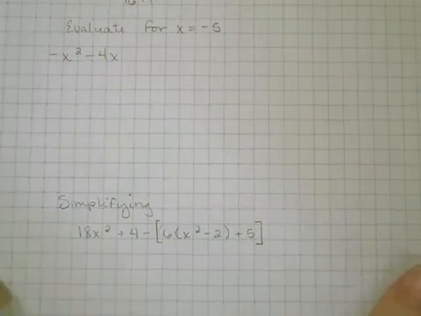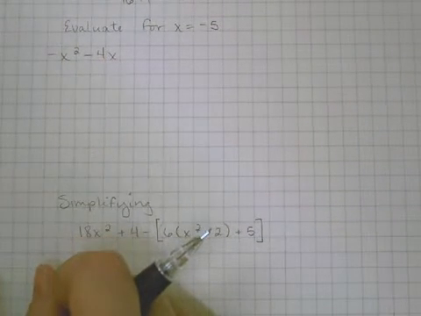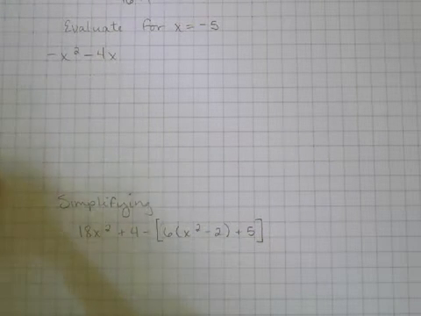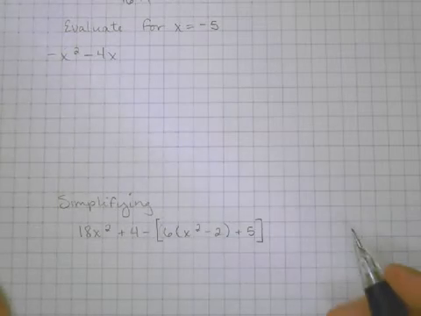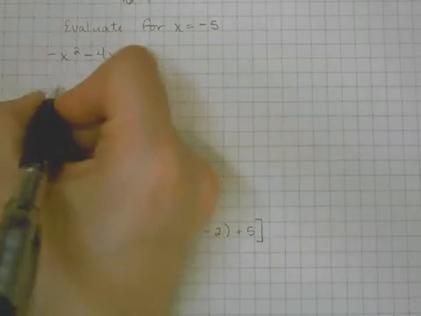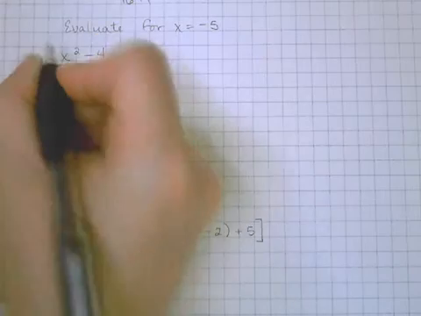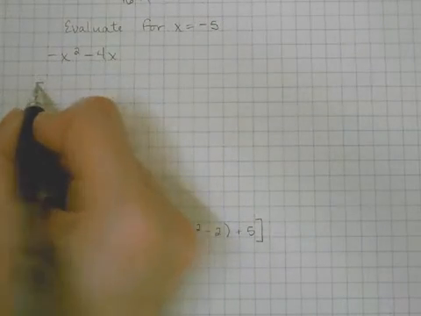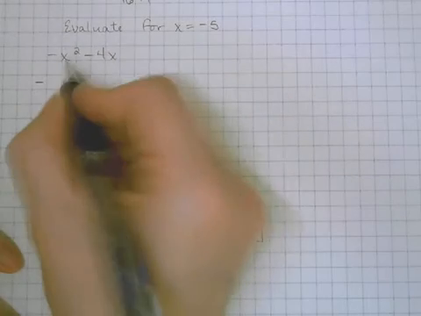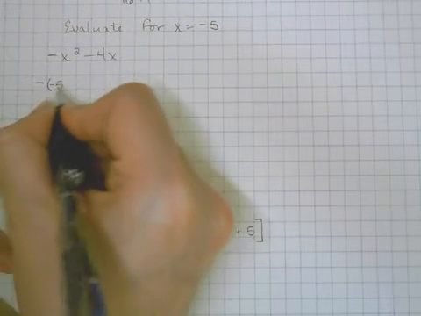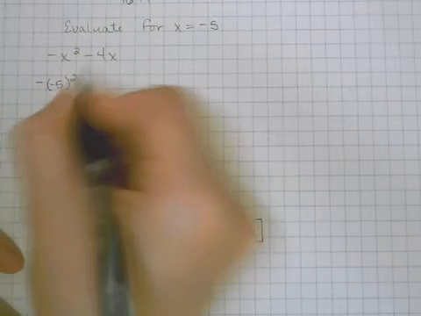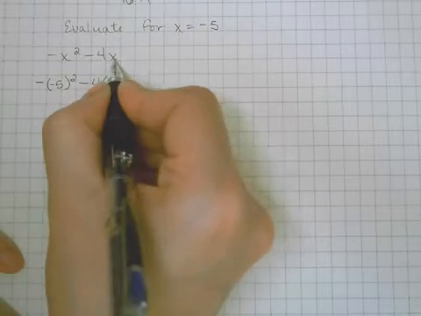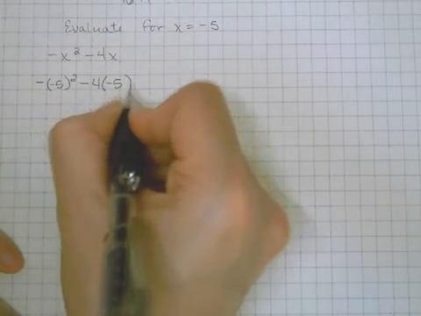The next one, evaluating x equals -5. So I'm going to substitute in -5 for x. This gets a little bit tricky with the negative, so be very, very careful that you drop everything down the same. This negative here is going to stay at the next step. In place of x, I'm going to put parentheses -5 squared minus 4, and then instead of x, -5.